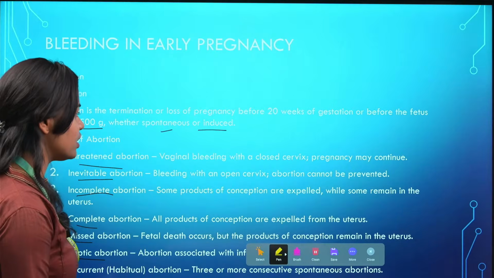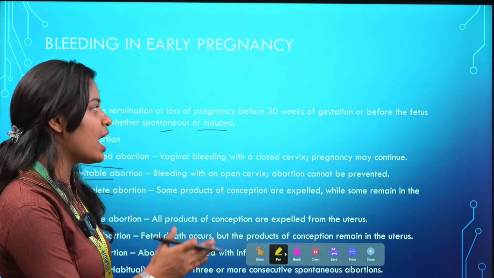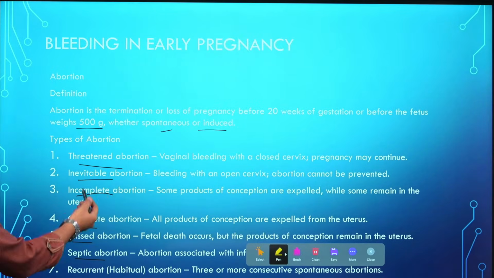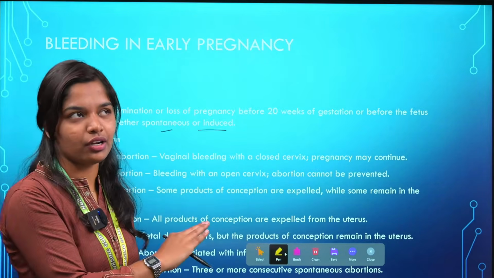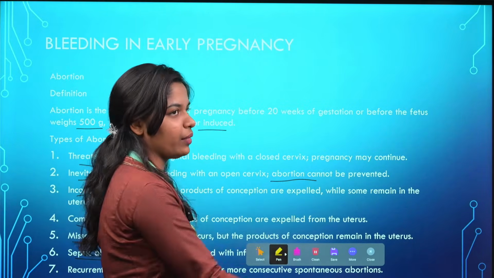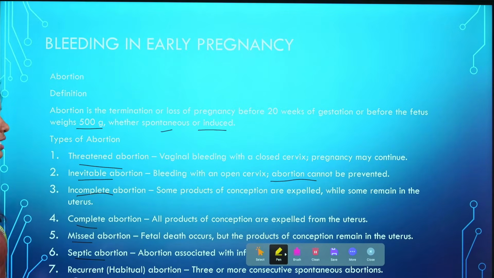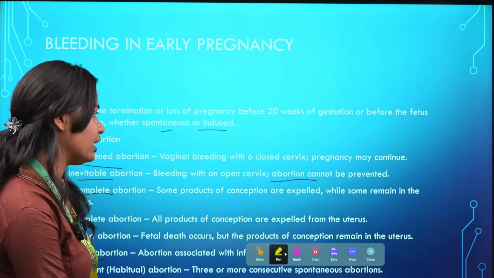Threatened abortion means vaginal bleeding will be there, but the cervix is closed and the pregnancy may continue. Then inevitable abortion means bleeding will be there with an open cervix. We are not able to control the pregnancy here. The abortion cannot be prevented. Then incomplete abortion means some products of conception are expelled while some remain in the uterus.